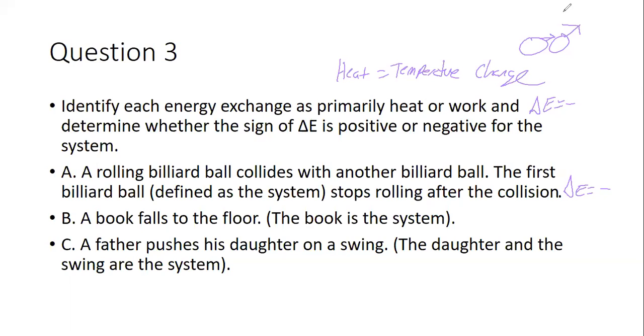Okay, a father pushes his daughter on the swing. The daughter and the swing are the system. So that's work. Delta E is positive, because if you're the daughter on the swing and you're getting pushed, you're getting energy put into you. You're having more kinetic energy. So that is all work. It's not like the dad has a blowtorch putting heat into you and that's why you're moving. You would move because of that, but that is not what's going on here.